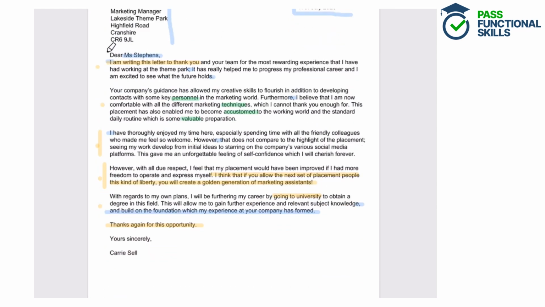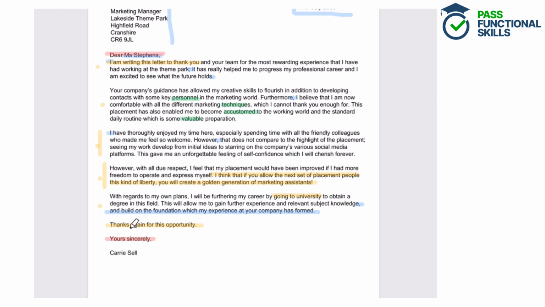Then we need to include a polite introduction, a greeting for the letter. Then we need to use paragraphs, and finally we need a sign-off, yours sincerely in this case. Now, sincerely is used for people that we know the name of. We know that her name is Miss Stevens, so we've used sincerely. If we didn't know the name of the person, if we'd written Dear Sir/Madam at the top, then we would use yours faithfully.